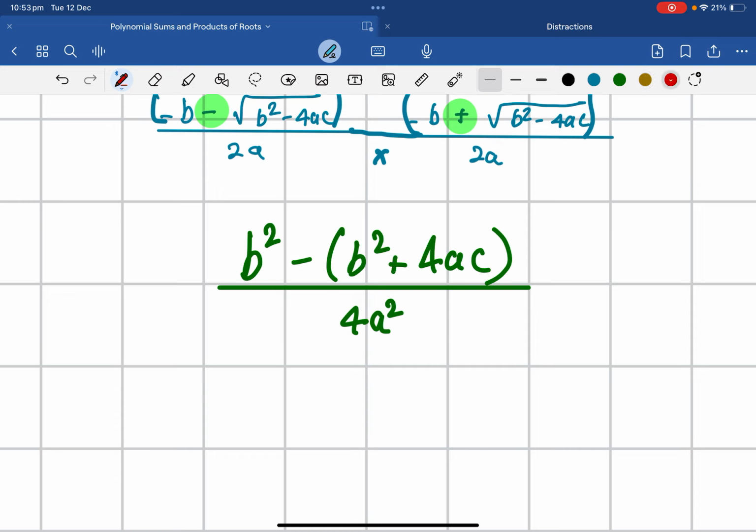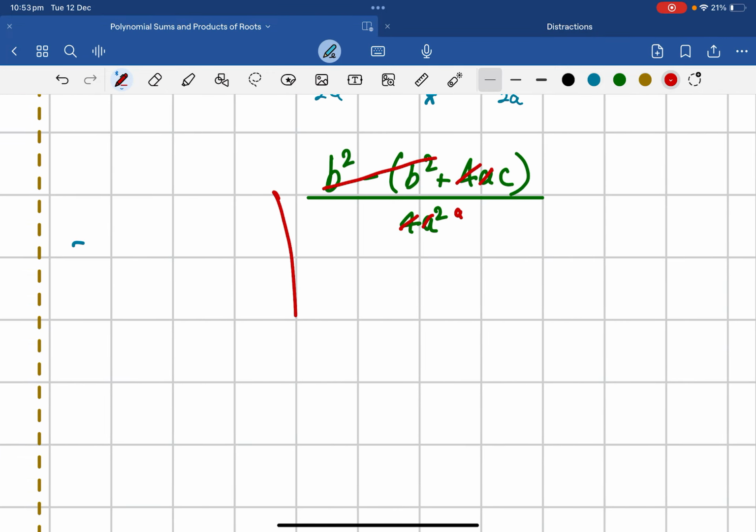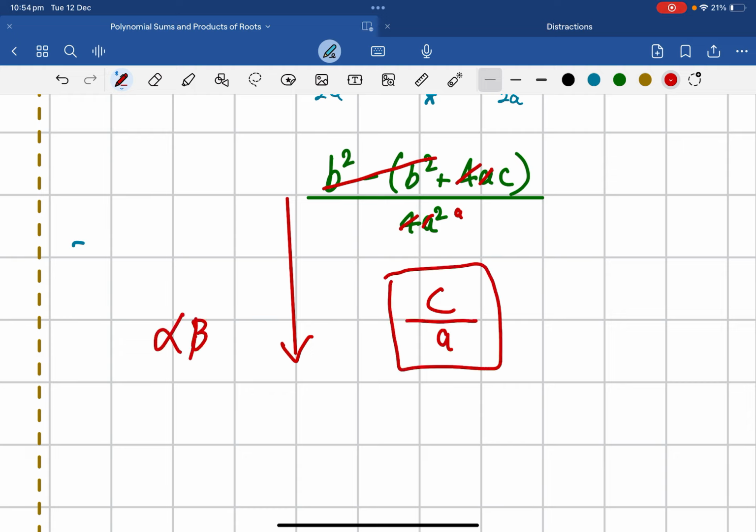So, when you go ahead and actually cancel it down, take the 4 out. Take the a and a out. There's one more a here. Then, take the b squared minus b squared. Well, that's just 0. So all you're left with, really, is just c on a. Alpha beta. So, alpha beta is equal to c on a.